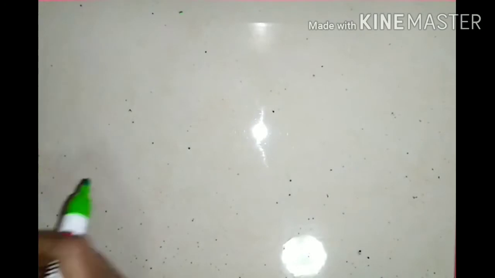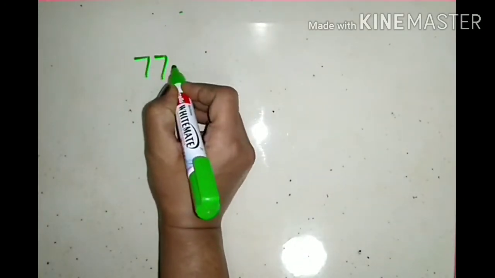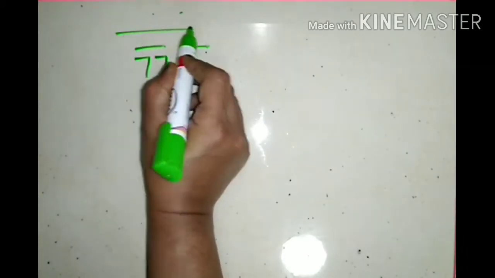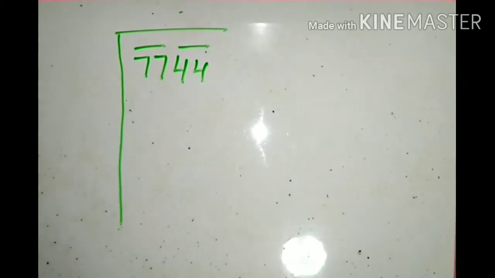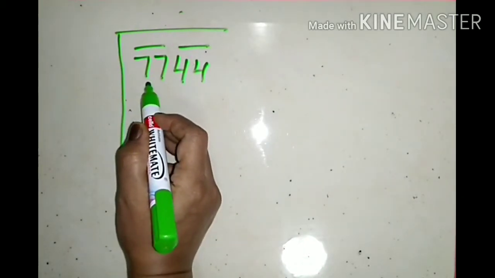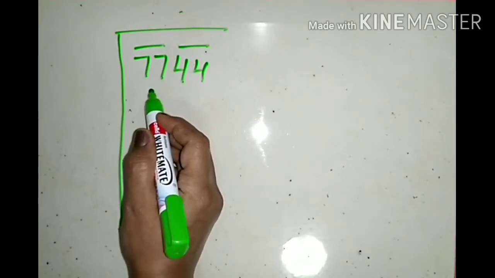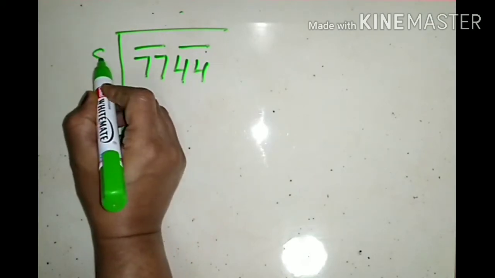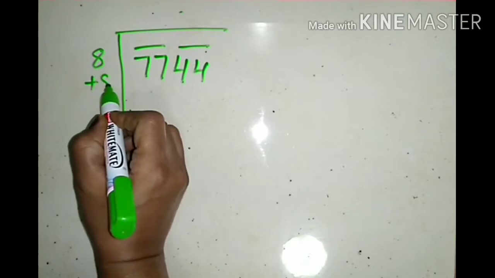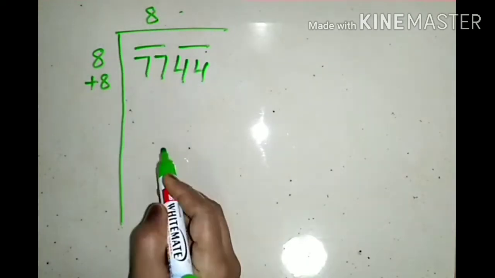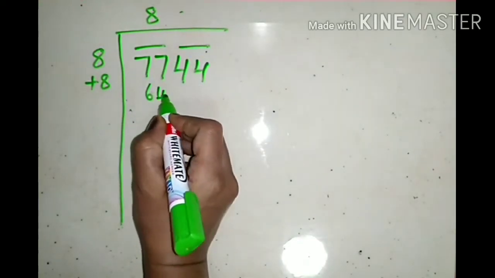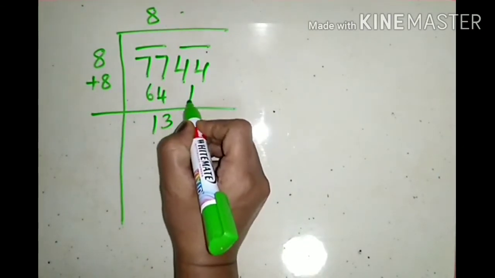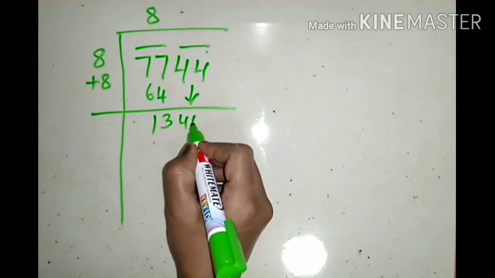Second sum is 7744. We'll make pairs. We have to choose the square number closest to 77. 8 8s are 64, 9 9s are 81. So we will choose 8 8s are 64. 8 plus 8, 8 here, 64 here. We subtract it. We have 13. Bring these two digits here.